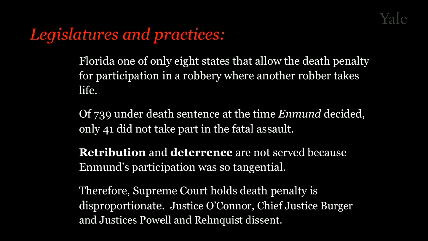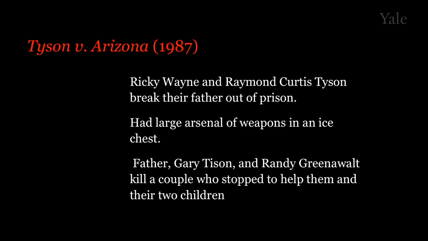The court is now going to look at a case with a very different set of facts, and we're going to see Justice White move over to the other side. Ricky Wayne and Raymond Curtis Tyson broke their father out of a prison in Arizona. They had a large amount of weapons in an ice chest, which they snuck into the prison, and they actually succeeded in this breakout. Their father, Gary Tyson, and another prisoner, Randy Greenwald, were broken out of prison, and while they're trying to make their getaway, they end up breaking down on the road, a couple stops to give help, and it was just a terrible crime.